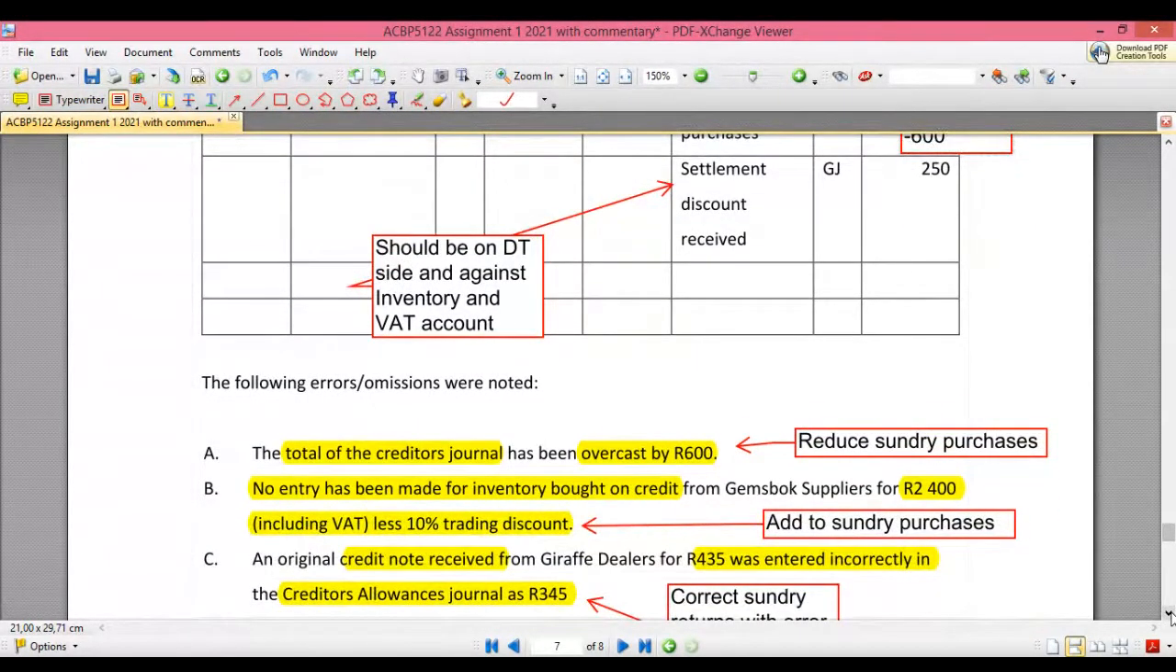No entry has been made for inventory bought on credit from Hemp's Book Supplies for 2,400, including VAT less trading discount. Now remember, when we purchase something from a creditor, the amount will be inclusive of VAT always, but it will be after the trading discount. So we have to add to sundry purchases the 2,400, but only 90% of it, because we take the trade discount into consideration.